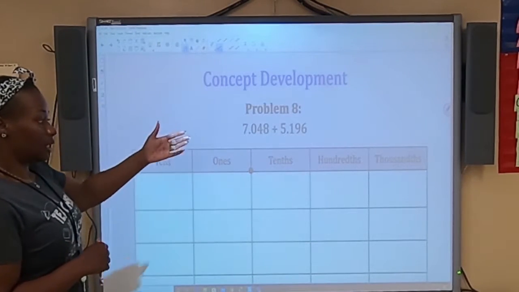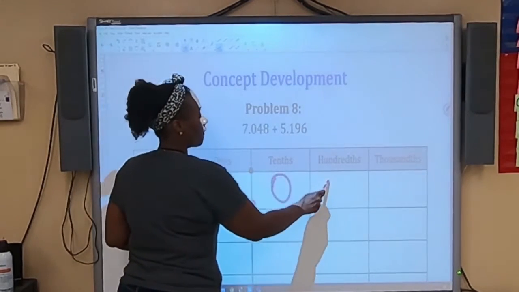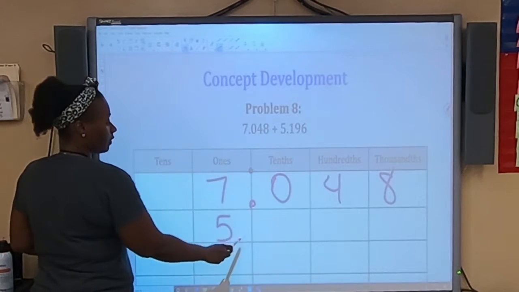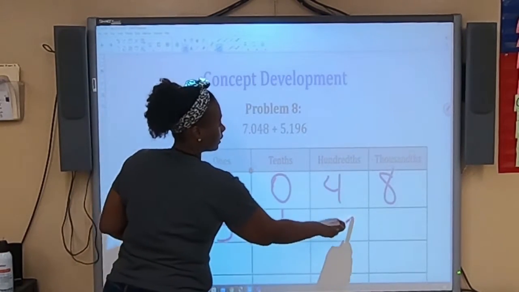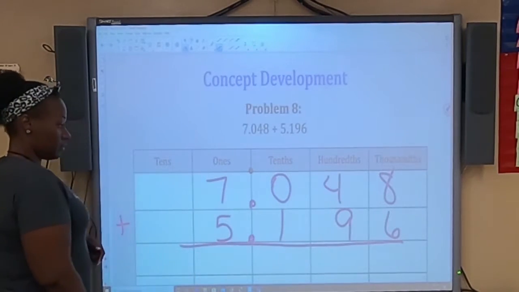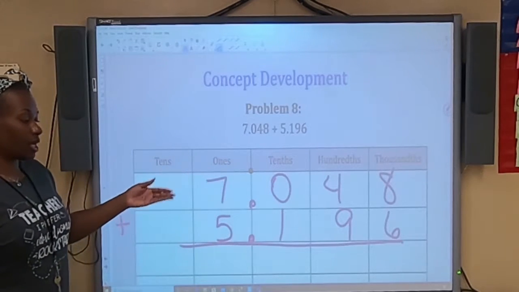Okay. Line up our decimals. 7 and 0, 4, 8, 5 and 1, 9, 6. Decimals are lined up, which means all of my place values are together.